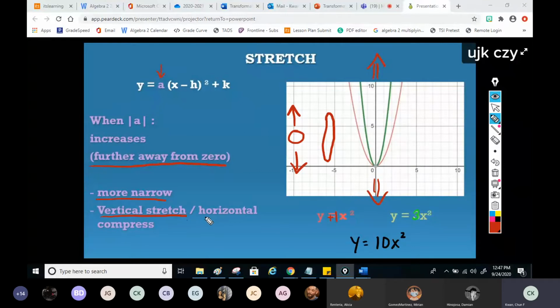We can also call it a horizontal compression, because this is the same idea as if someone is trying to crush it from the left and the right. Imagine someone is trying to compress it from the left and the right. You will also make the graph a little bit more narrow. So once again, as this number gets further and further away from zero, the graph is going to get more narrow.